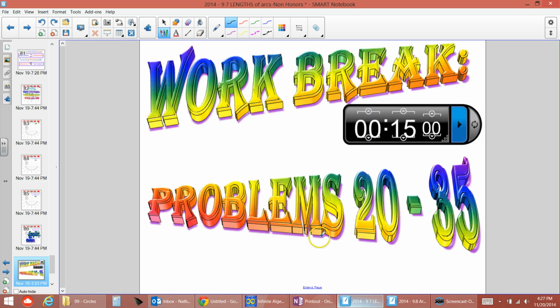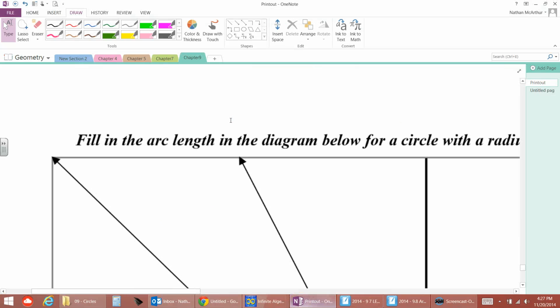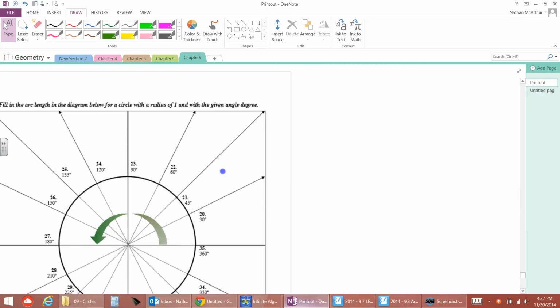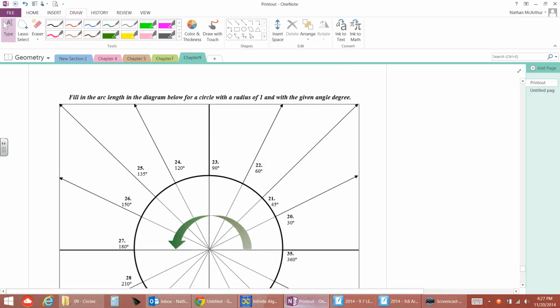Let's talk here about the homework, problems 20 through 35. They're on the back side of the page. They're all right here. We're going to find the arc length for a circle with radius of 1 and with the given angle degree. So right here for number 20, it's 30 degrees. I'm going to use my radian measure. 30 degrees times 2 pi over 360. That's for converting from degrees to radians.